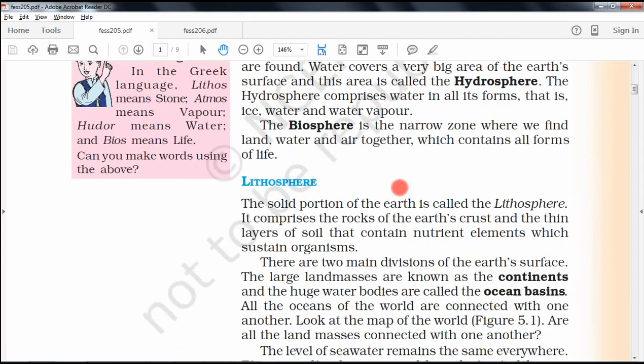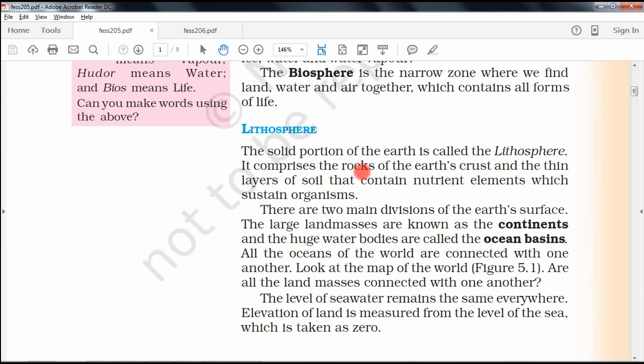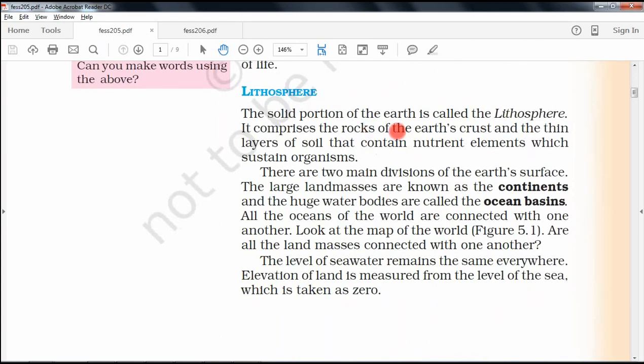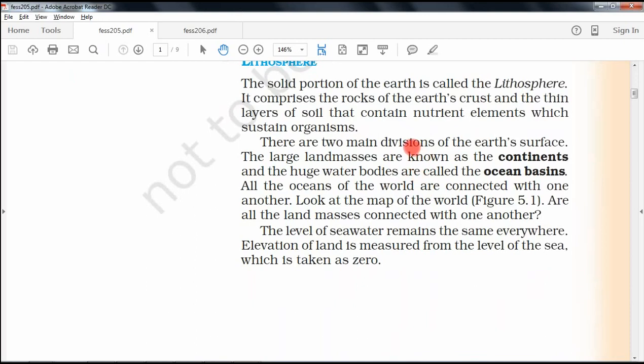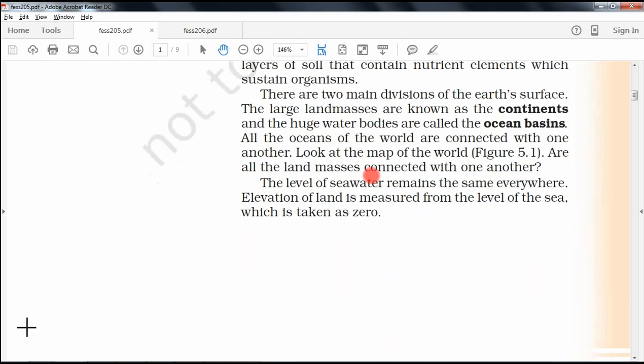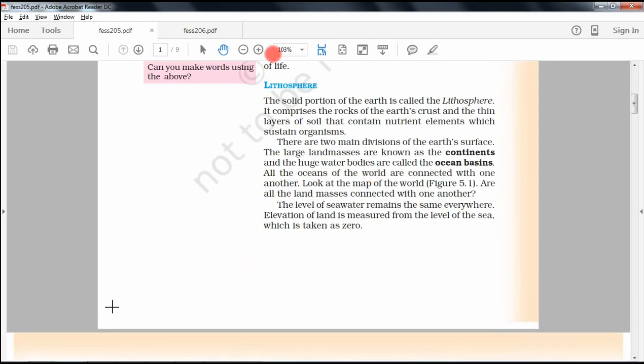So let's go to the first domain, that is, lithosphere. Lith is stone. So the solid portion of the earth is called lithosphere. It comprises the rocks of the earth's crust and thin layers of soil that contain nutrient elements which sustain organisms. This lithosphere is again divided into two. The first division is known as continents. These are large land masses, and the second division is known as ocean basins. These are huge water bodies. So let's look at these things.